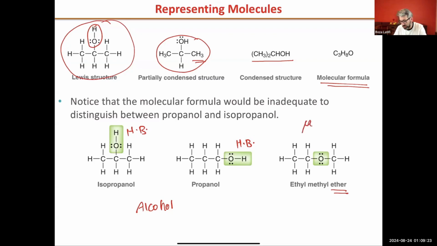So mu is bigger than 0. That means this molecule will be polar, but it doesn't have hydrogen bonding, and the strongest force will be dipole-dipole, while for the first and second, the strongest force will be hydrogen bonding. Of course, you have dipole-dipole and dispersion forces as well.